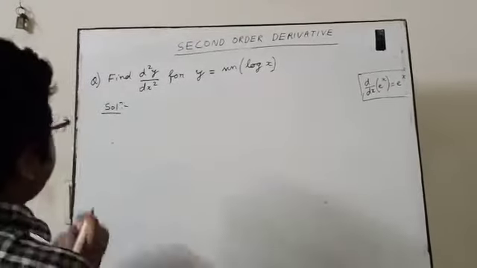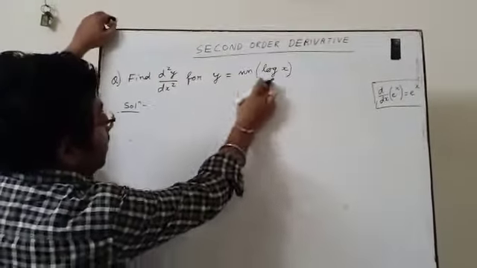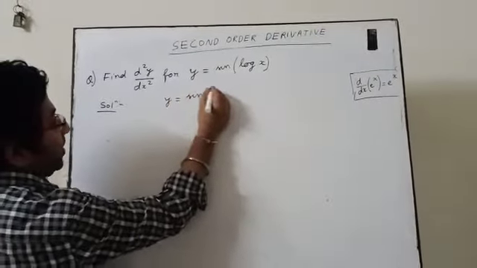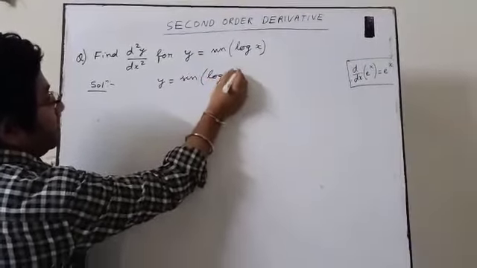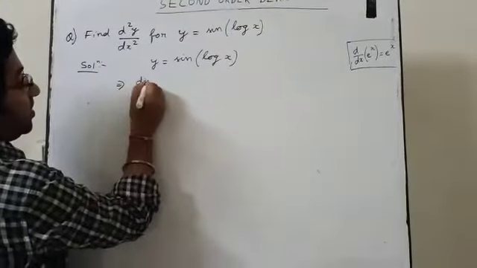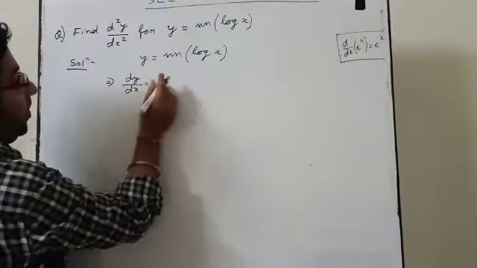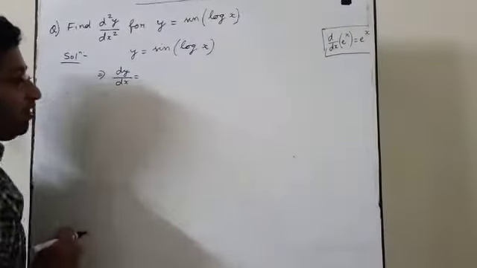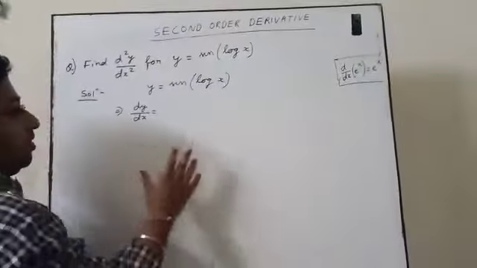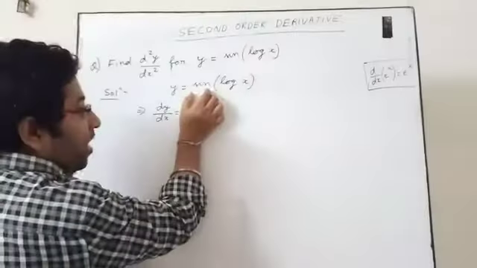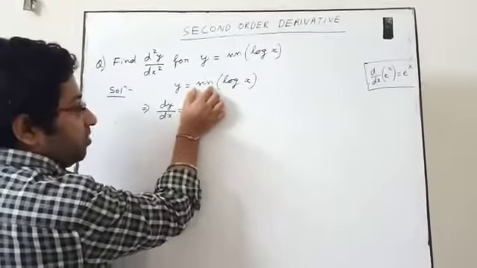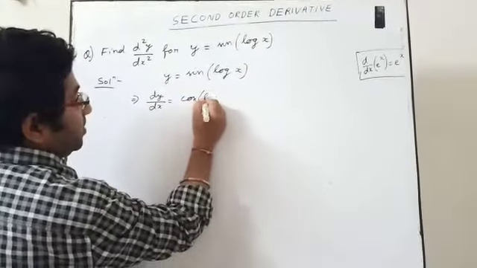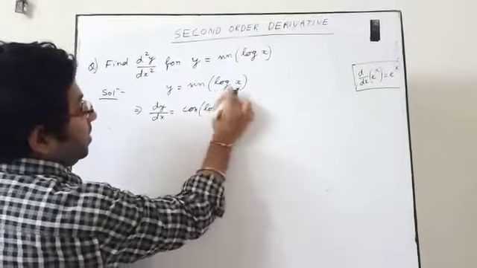Let's come to this problem. Find d2y by dx square for y equal to sin log x. Do the second order. So dy by dx: this is a chain rule problem. What is outside? Sin is outside. In the chain rule, we always first do the derivative of the outside function. So do the derivative of sin first: cos of log x into d/dx of log x.